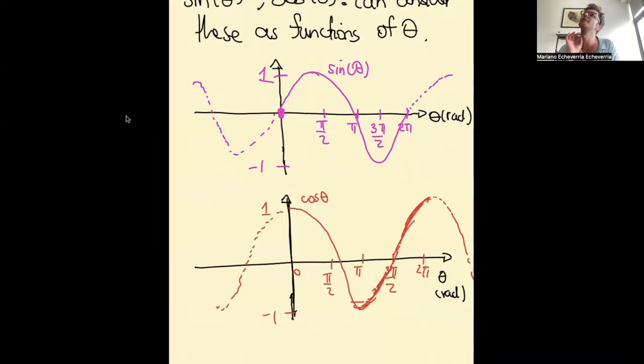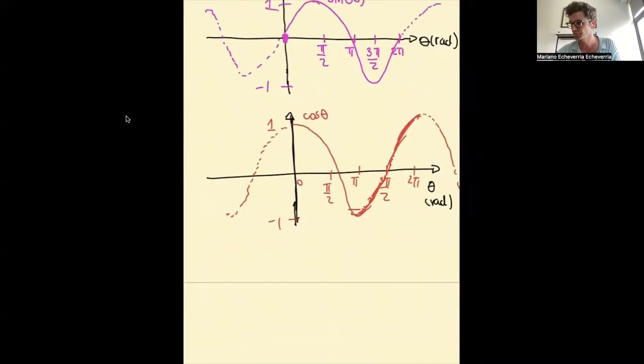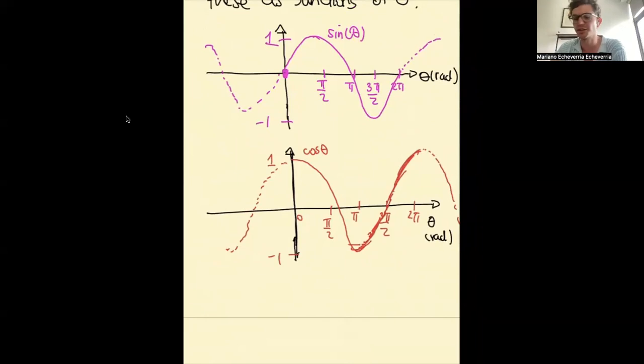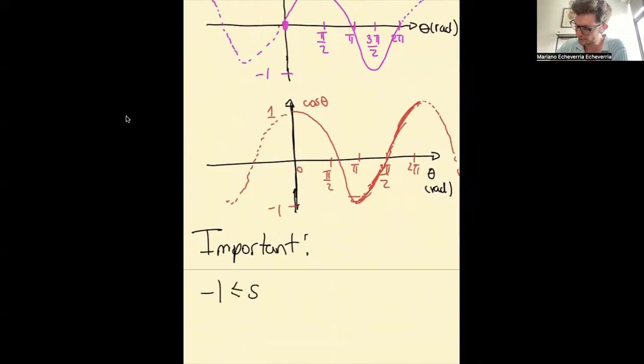In fact, for calculus, one of the important properties is that sine and cosine are always between -1 and 1, if you look at the graph. So this is going to be very important for us. You'll see, we're about to use it in a couple of minutes. Sine of theta is always between -1 and 1, and cosine of theta is also between -1 and 1 for any value of theta.